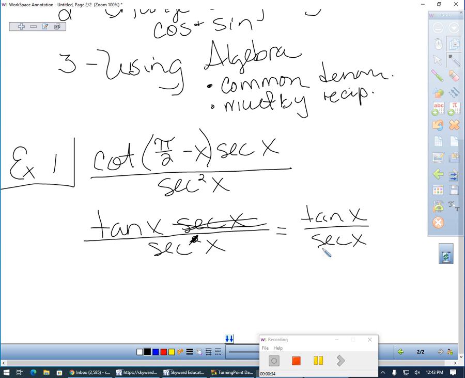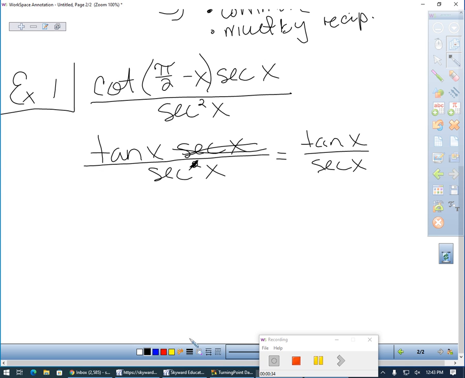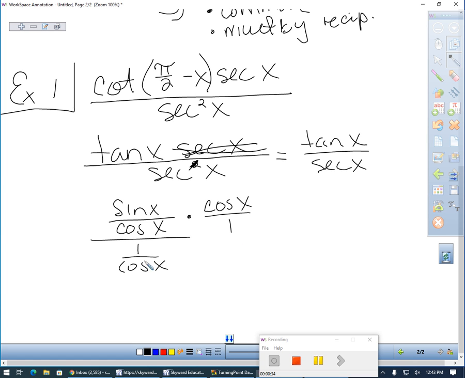Okay, well, I don't have any more identities I can switch it out for, so now let's change it all to sine and cosine, right? Tangent is sine x over cosine x divided by secant, which is 1 over the cosine of x. Everybody's okay there? Okay, so now we have a fraction divided by a fraction, which means we have to multiply by its reciprocal. So we're going to take this bottom one and flip it over, which is cosine x over 1.